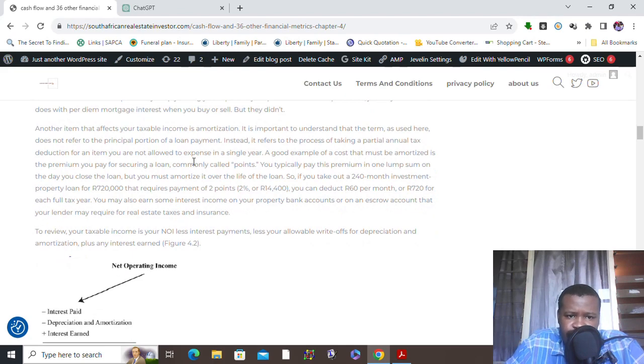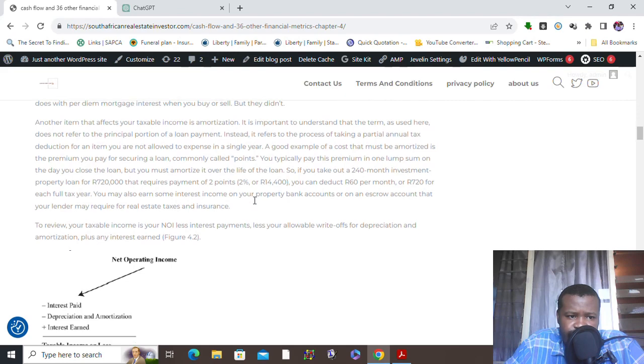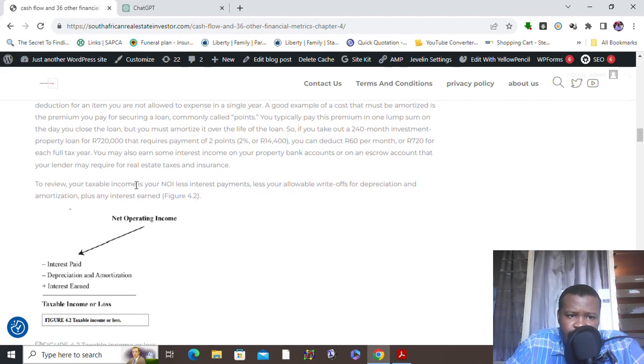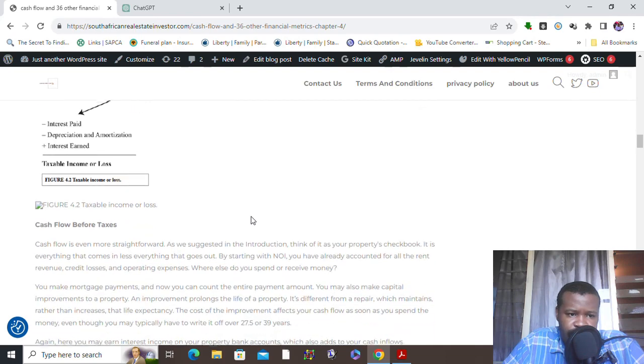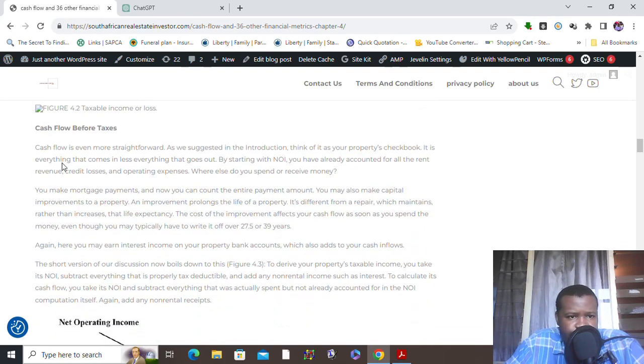You may earn some interest income on the property bank accounts or on an escrow account that your lender may require for the real estate taxes and insurance. To review, your taxable income is your NOI less interest payments, less allowable write-offs for depreciation and amortization, plus any interest earned. Net operating income, less the interest paid, less depreciation and amortization, plus the interest earned equals taxable income or loss. Cash flow before taxes.